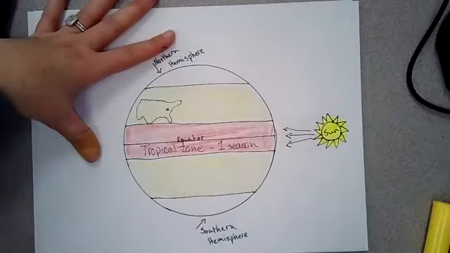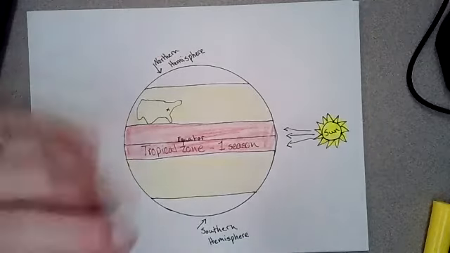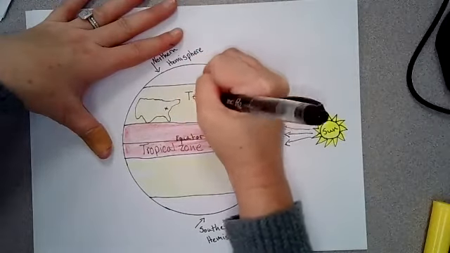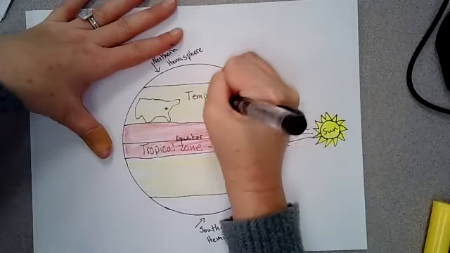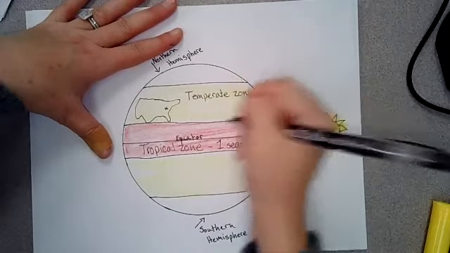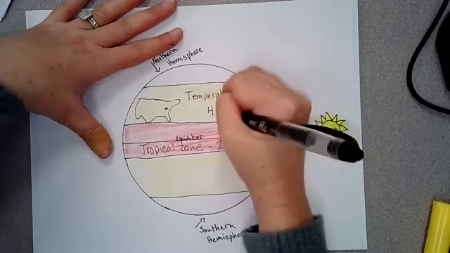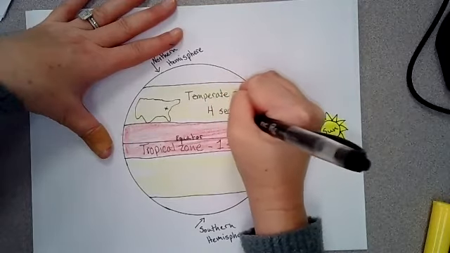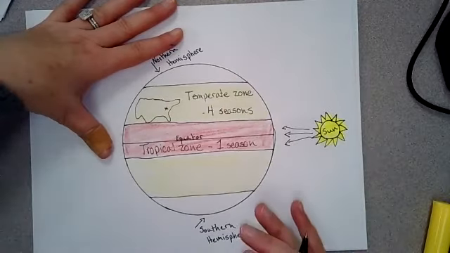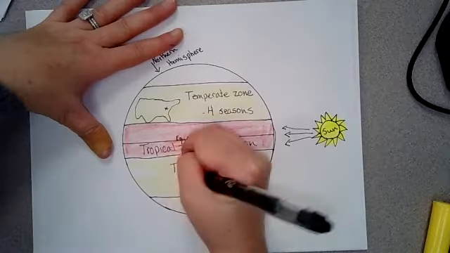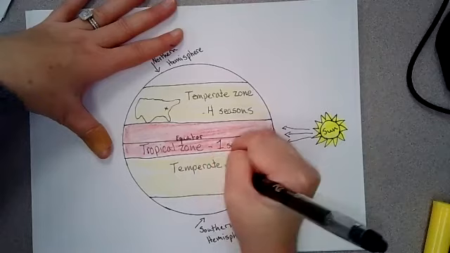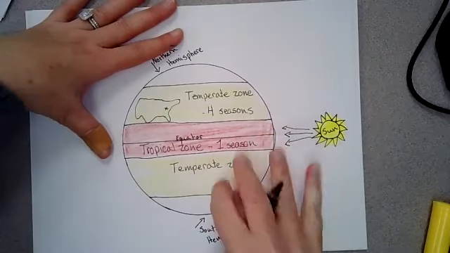Okay, so let's write that in here. This is the temperate zone. There are 4 seasons. And the reason why there are 4 seasons in the temperate zone is because of the tilt of the earth. And we're going to learn about that in a few moments. Okay. Temperate zone. I also have it down here.